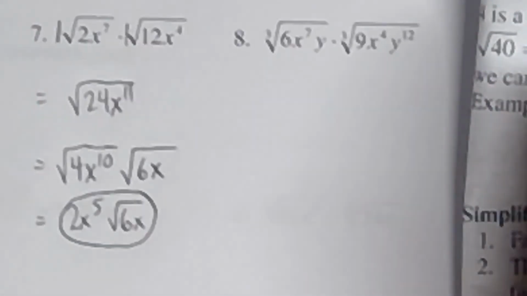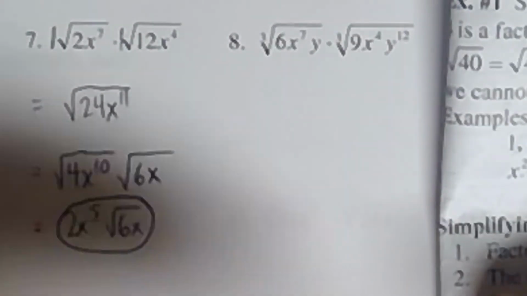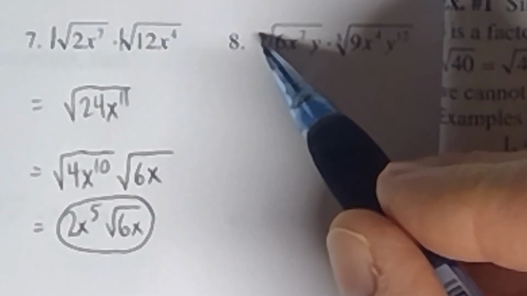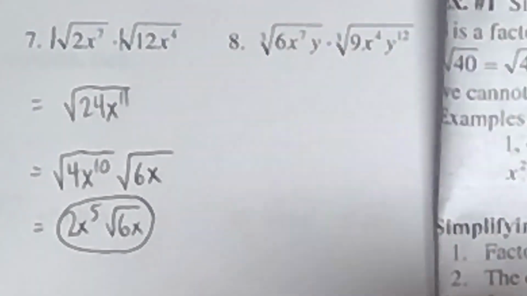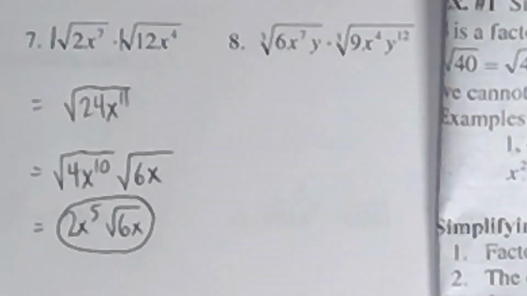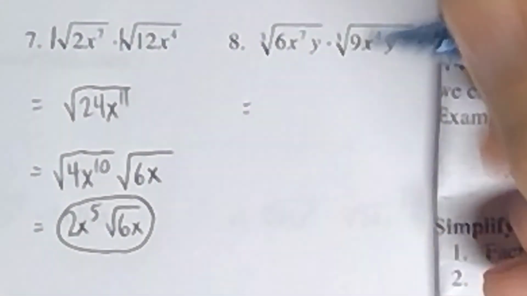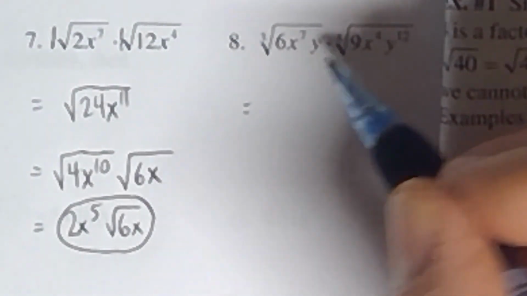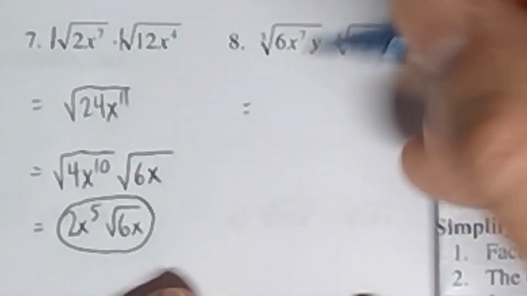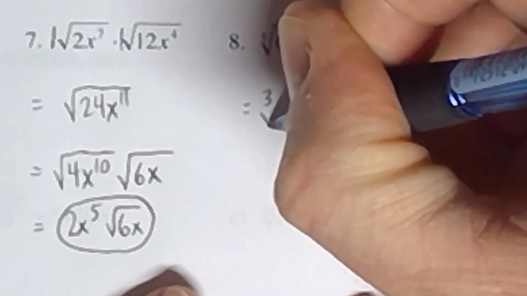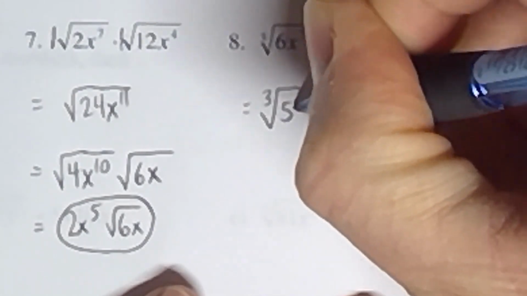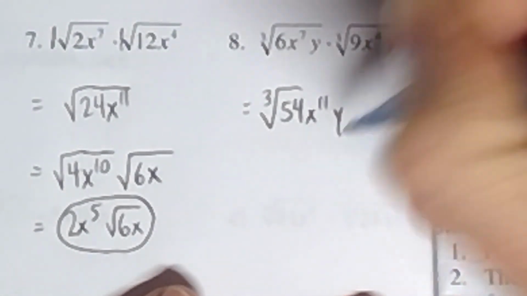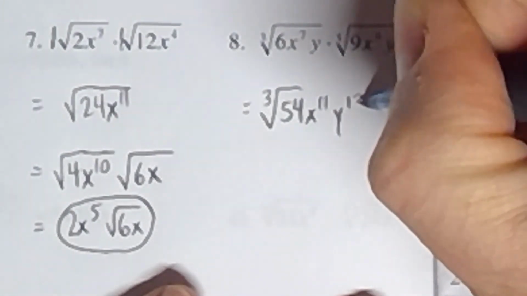One more, you guys. This time we got cube roots, but the idea is still the same, as long as they're both the same index number. You cannot multiply a cube root times a square root. But if they're both the same index number, you are allowed once again to do the inside times the inside. Okay, so what is this term times this term? And again, inside times inside stays inside, doesn't it? So 54 x to the 11th, y to the 13th.